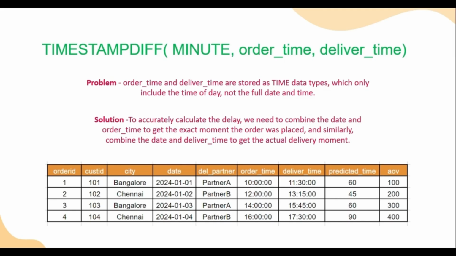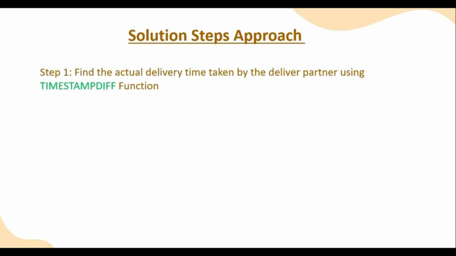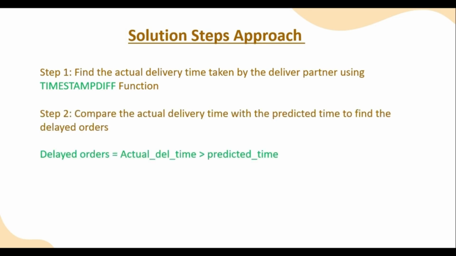So let's now move on to the solution steps that we are going to follow in order to write a SQL query. The first step would be to find the actual delivery time taken by the delivery partner using the timestamp diff function, as we already discussed. Our second step would be to compare the actual delivery time with the predicted delivery time to find the delayed orders. An order will be a delayed order if the actual delivery time that we find from step 1 using timestamp diff comes out to be greater than the predicted delivery time.